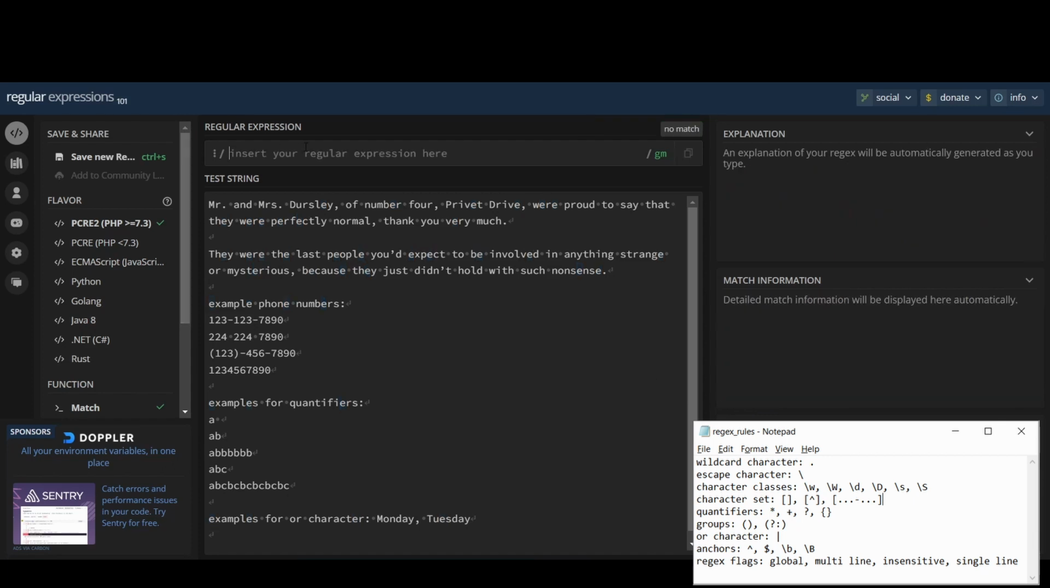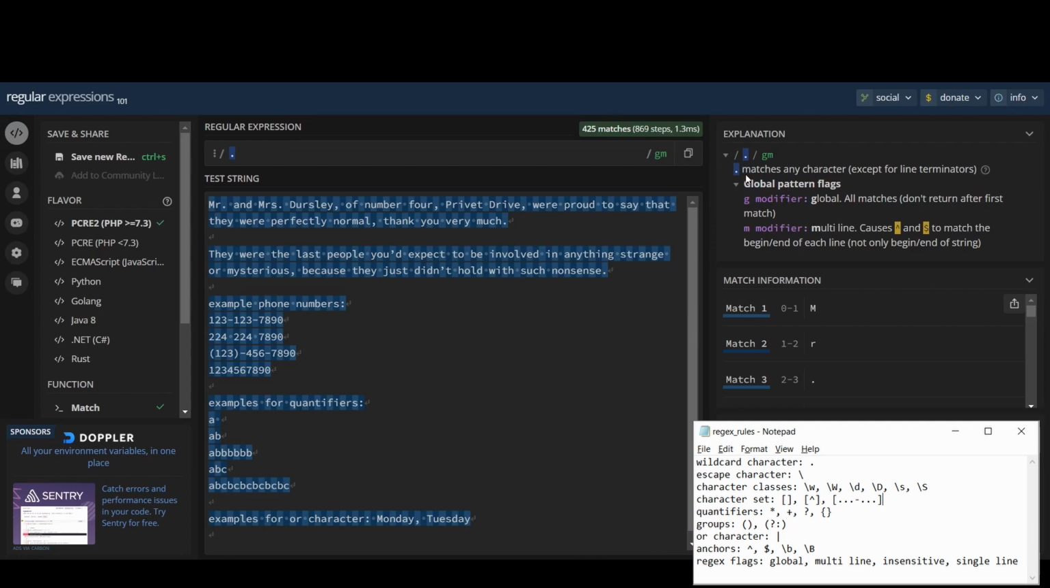Now let's talk about the wildcard character, which is simply a period. This period matches any characters except for the line terminators. So as you can see, every character has been highlighted over here on these sections. The only exception is this return arrow, which signifies a line terminator.